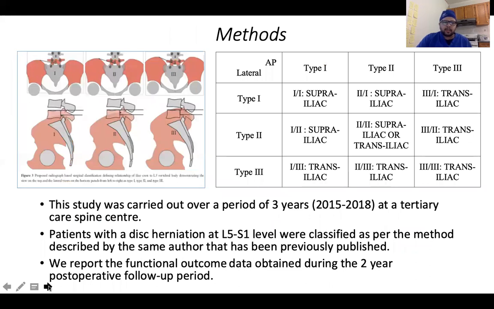Coming to the methods, our study was carried out over a period of 3 years at Indore Spine Center. Patients with a disc herniation at L5S1 were classified as per the suprailiac versus transiliac classification system, which was previously described by the same authors. Only those patients who fulfilled the criteria for a transiliac approach were included in our study. Here we report the functional outcome data obtained during a 2-year post-op follow-up period.